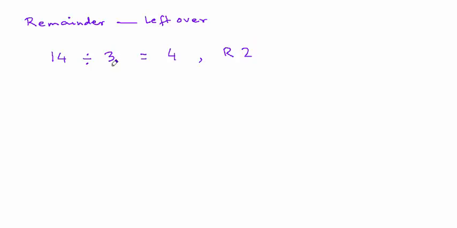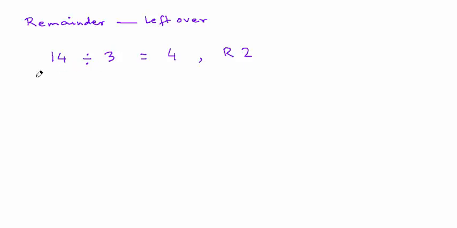Recall that a remainder is the leftover in a division problem. For example, when 14 is divided with 3, we say the answer or the quotient is 4 with a remainder of 2, which means you can subtract 4 3's from 14 until you reach the point when you can subtract no more.